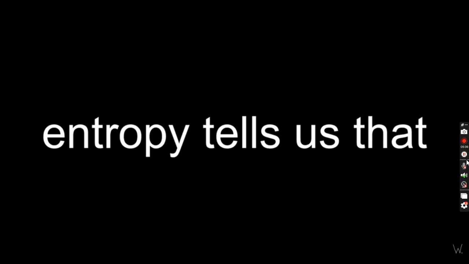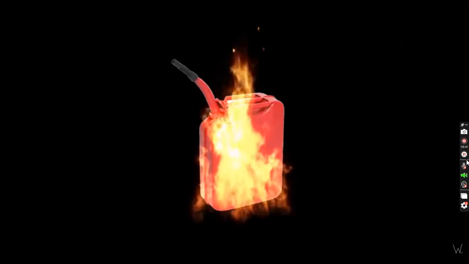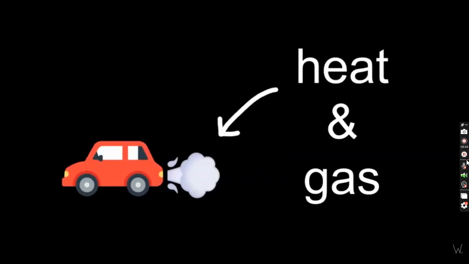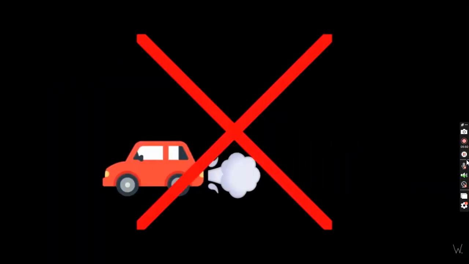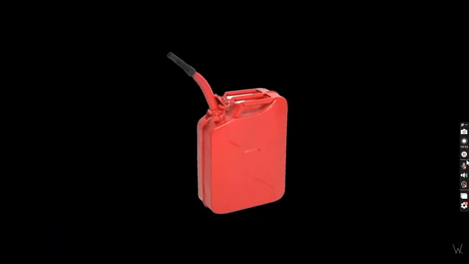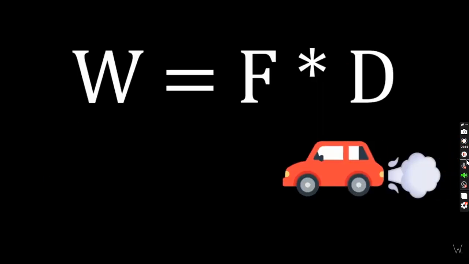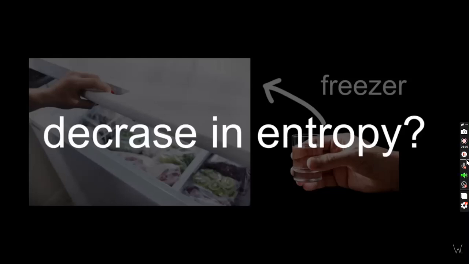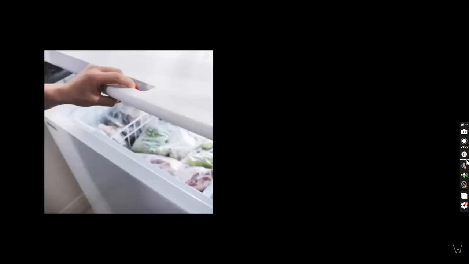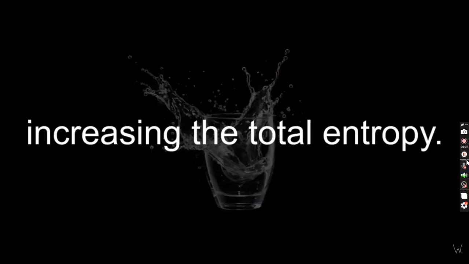Practically, entropy tells us that some forms of energy are more useful for doing work than others. Burn some gasoline and your car will move, spitting out heat and gas. That heat and gas is pretty much gasoline, just in the form of higher entropy. And as you can imagine, this stuff won't really make your car move, and the gas won't spontaneously turn back into liquid gasoline, meaning the form of gasoline with lower entropy is more useful for doing work. Okay, but if you put some water in the freezer, will it not decrease in entropy? Yes, but the fridge is not an isolated system and will heat up the room more than it will cool down the water, increasing the total entropy.